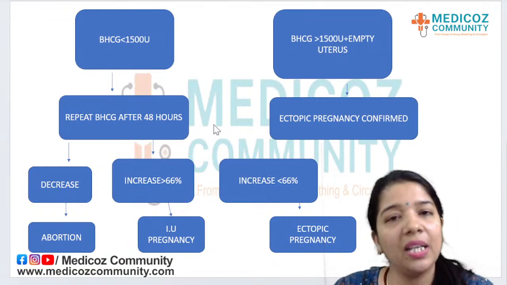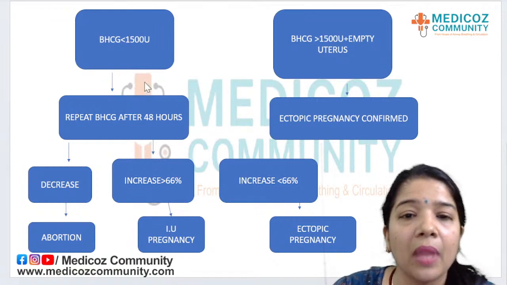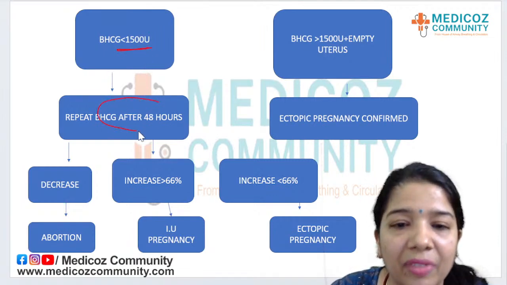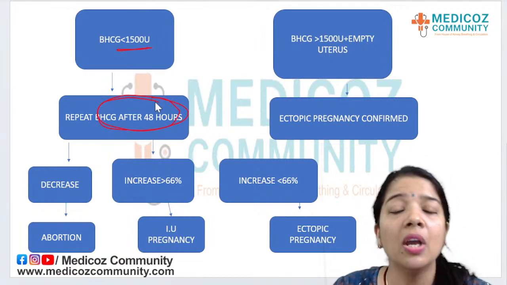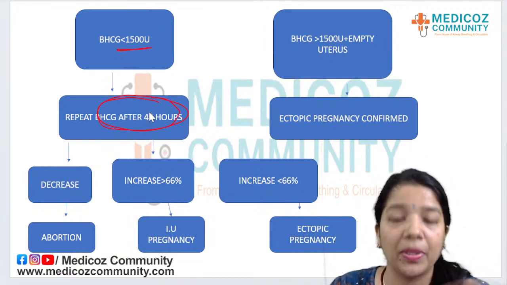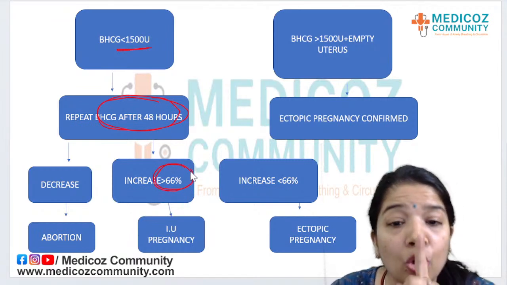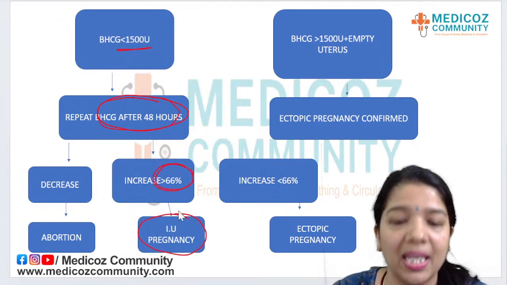Okay, nowadays in early pregnancy everyone will do TVS only. So beta HCG is 1500 units. What will you do? The next important thing is to repeat after 48 hours. Grossly speaking, it will double. To be very accurate, it will increase by 66%. In a normal intrauterine pregnancy, it will double.